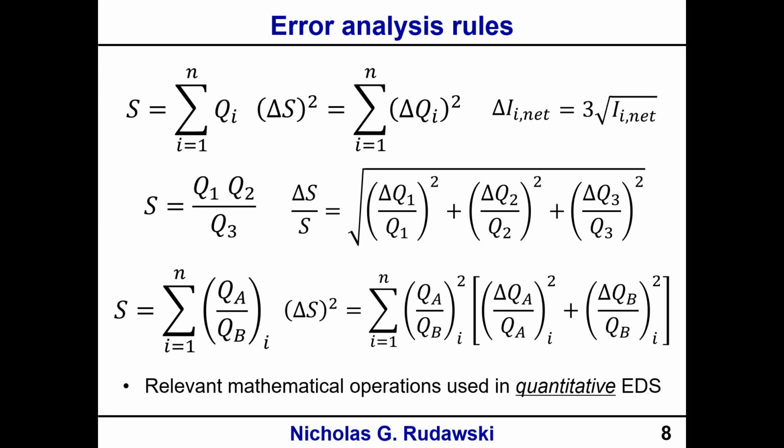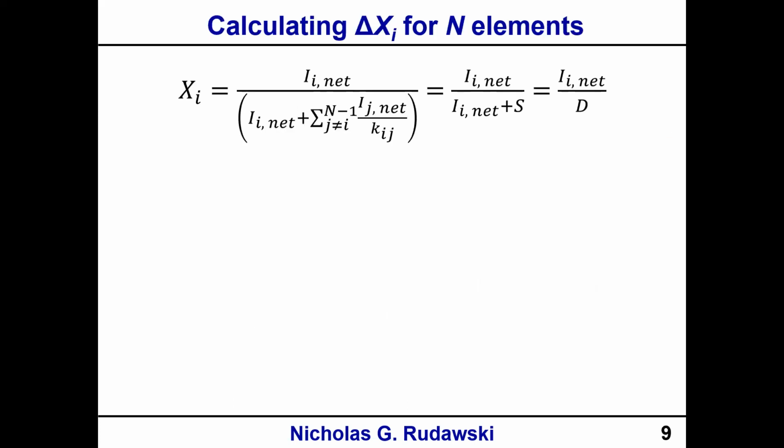The last thing to point out here is I have delta I net. We talked about the net counts, and there's an important relationship here for the delta in that. Because it's Gaussian in distribution, this is what you get. It's a little bit hand-waving here, but you have 3 times the square root of the total net counts. This is important. We're going to see this a lot.